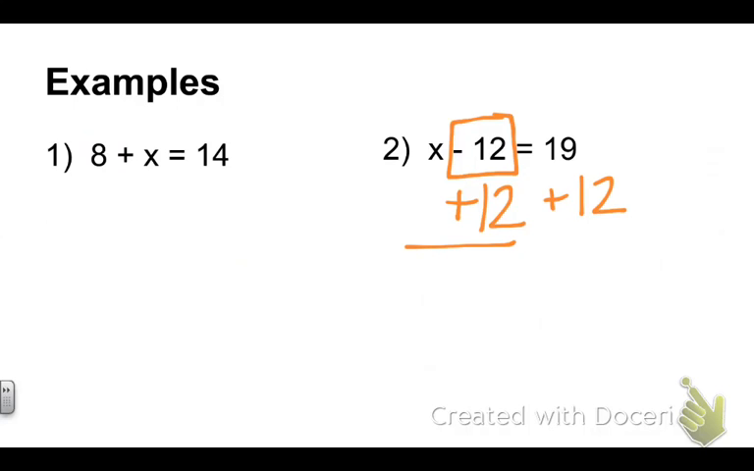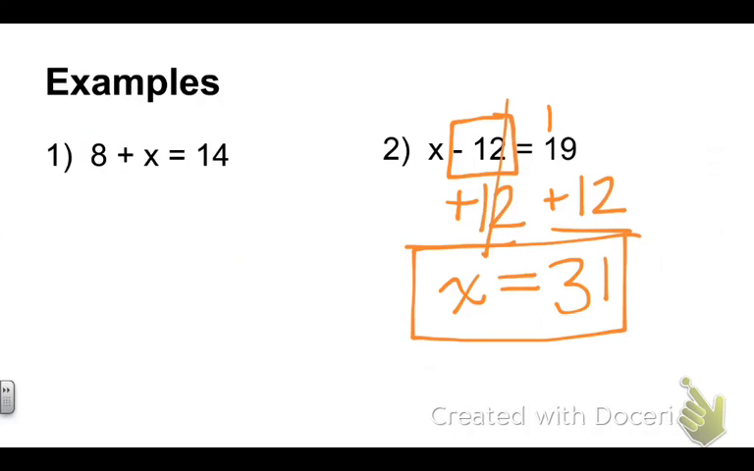So whatever you do to one side of the equal sign, do to the other. Negative 12 plus 12 is 0. That cancels out. And x is going to be, let's see, 9 and 2 is 11. Carry your 1, it's going to be 31. And check it. Substitute it in. 31 minus 12 will give you 19.